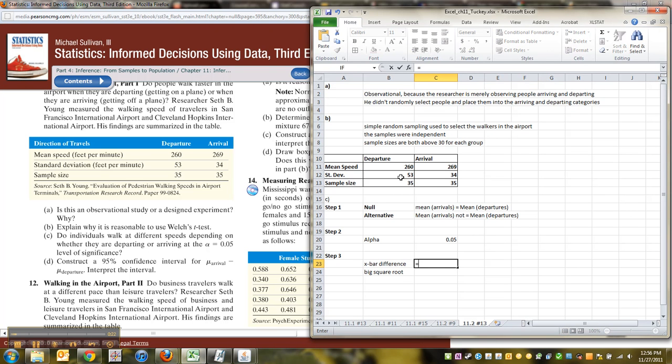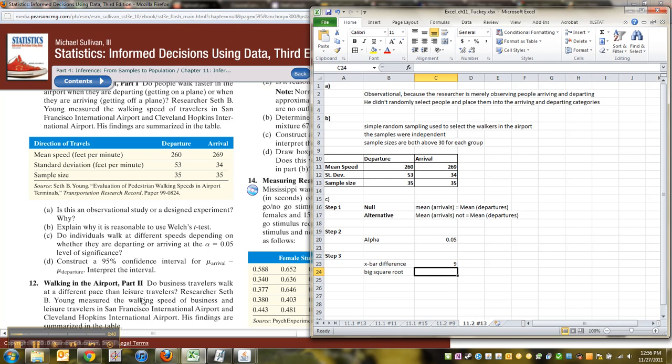So the mean difference is the difference in speeds. So it doesn't really matter which one we put first and which one we put second, to be honest. So I'll just, I don't know, take 269, take away 260, enter. So there's my x bar.